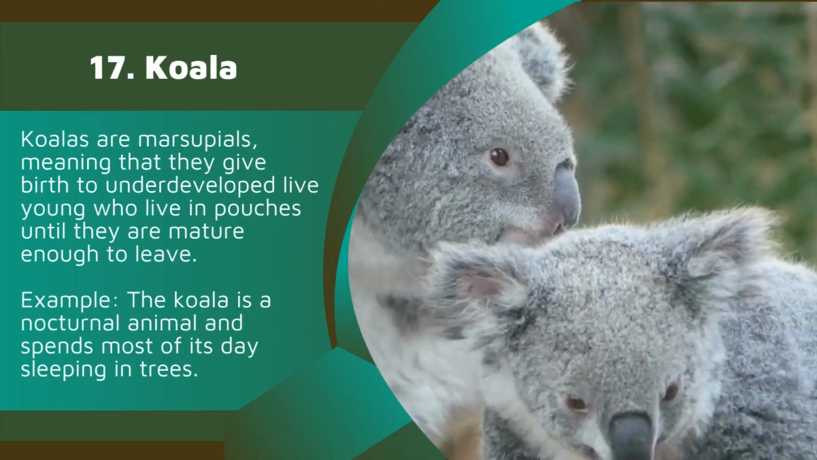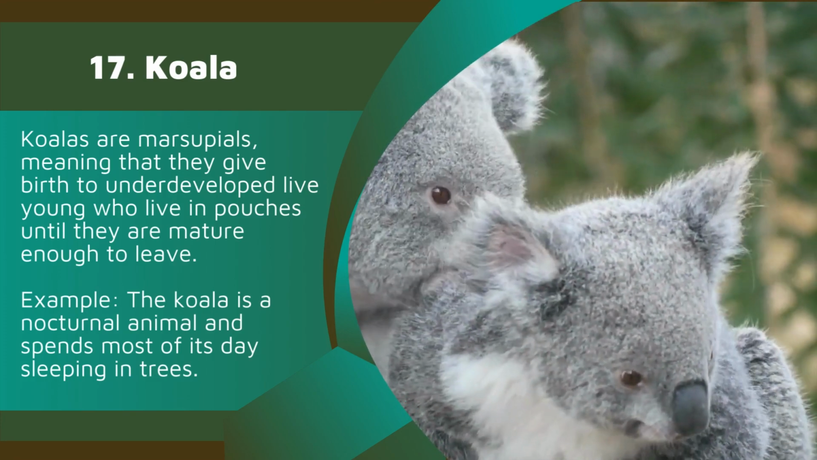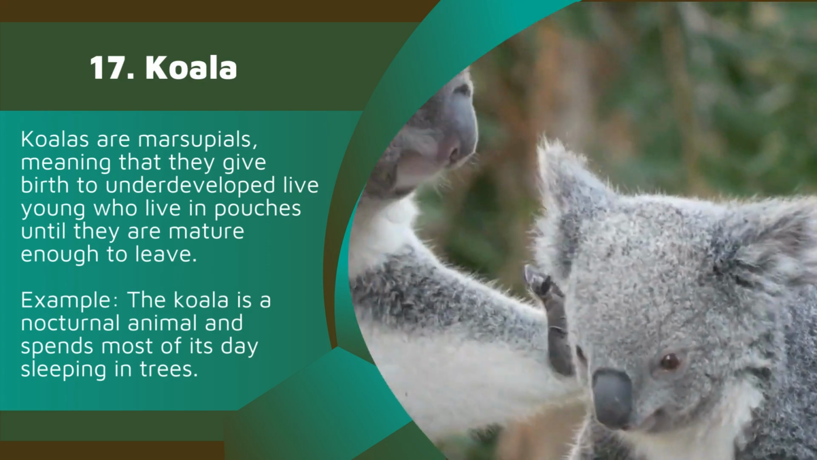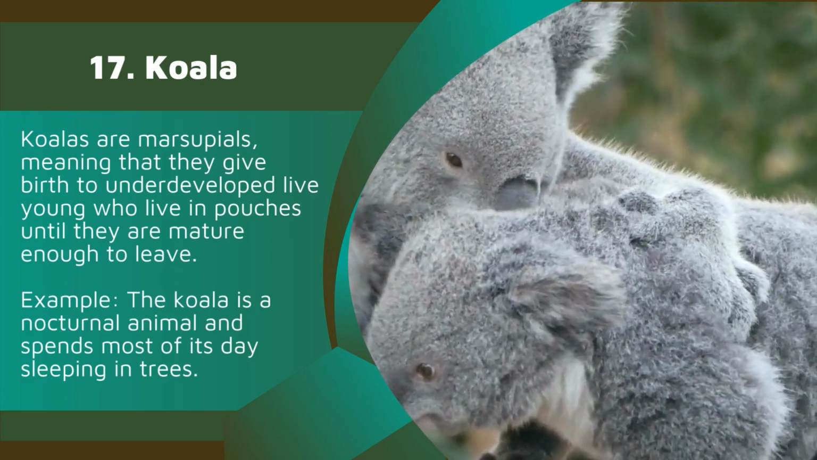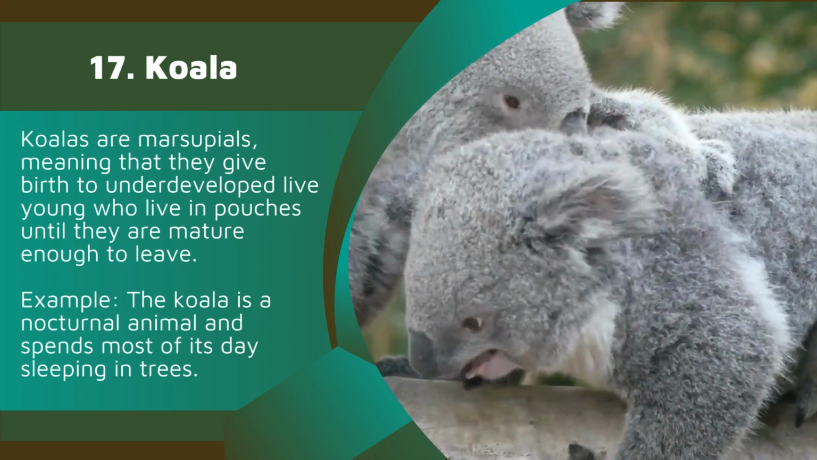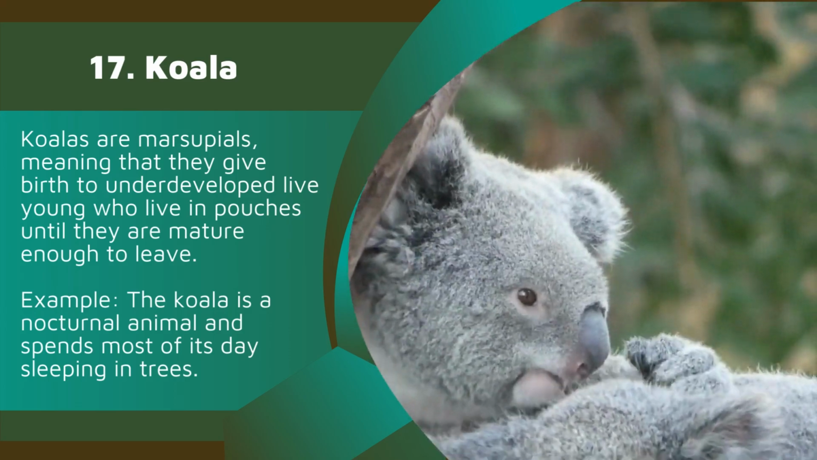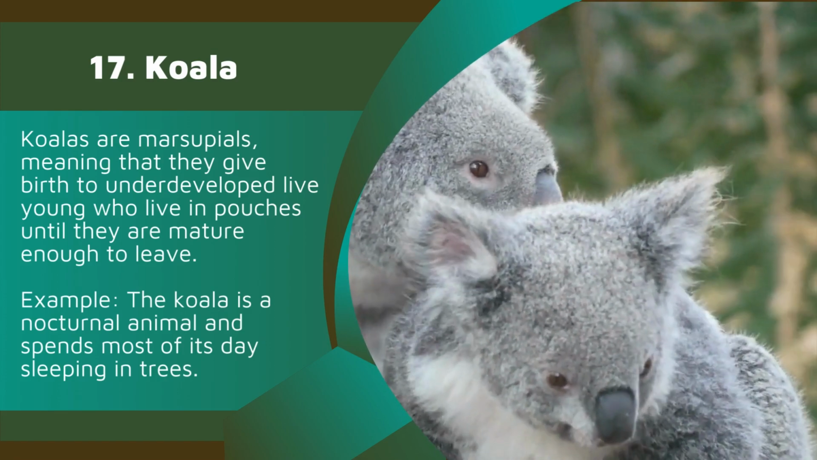17. Koala. Koalas are marsupials, meaning that they give birth to underdeveloped live young who live in pouches until they are mature enough to leave. Example, the koala is a nocturnal animal and spends most of its day sleeping in trees.